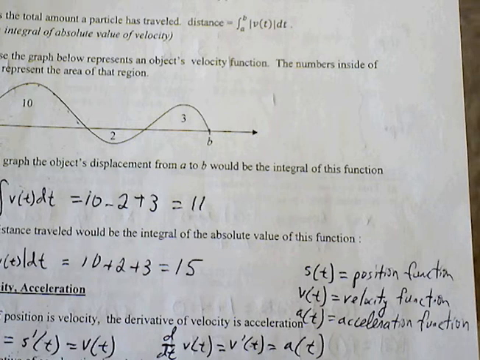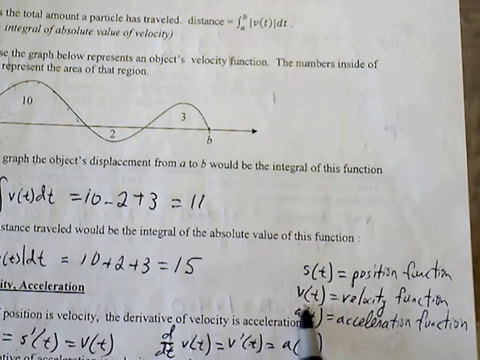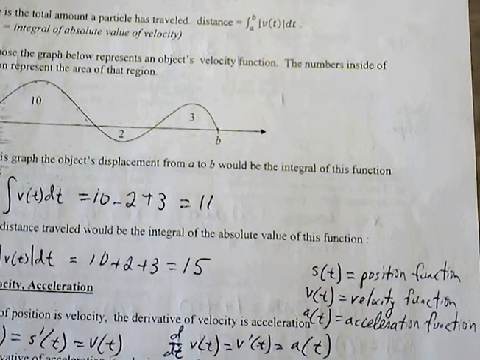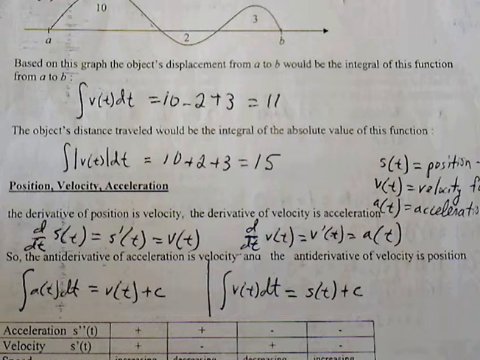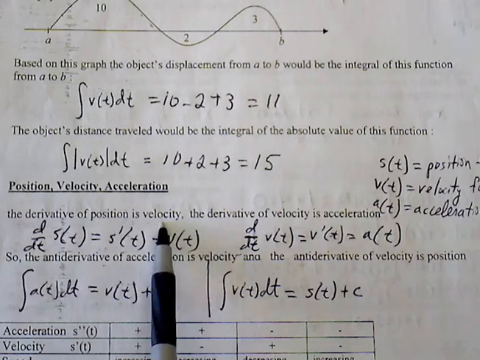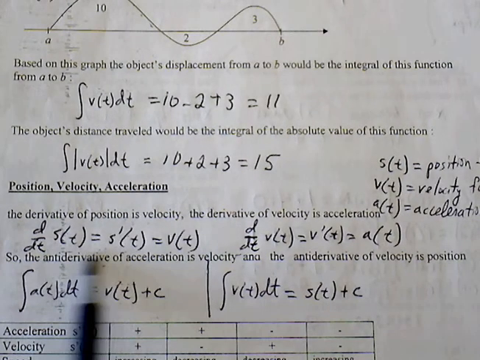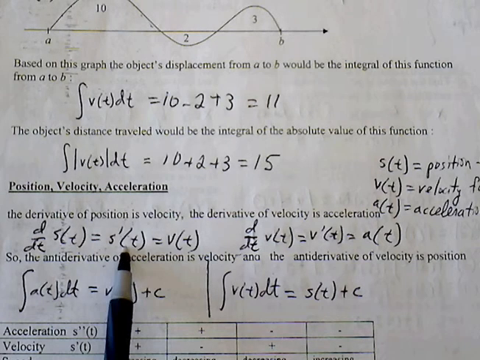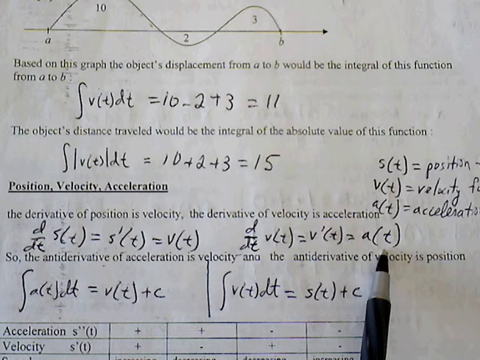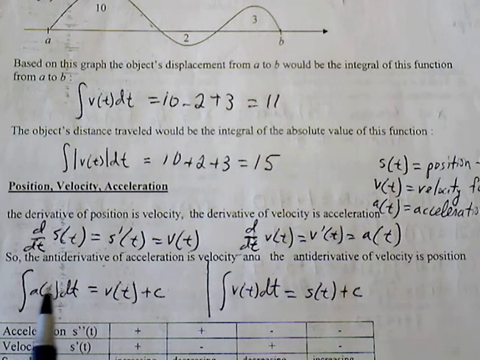Okay. s(t) represents the position function, v(t) represents velocity, a(t) represents acceleration. This is just further notation from what we learned in the first semester. The derivative of position is velocity, the derivative of velocity is acceleration. So we know this from first semester, right? Position, derivative becomes velocity, derivative becomes acceleration. Okay. So we should be able to go the other direction as well.